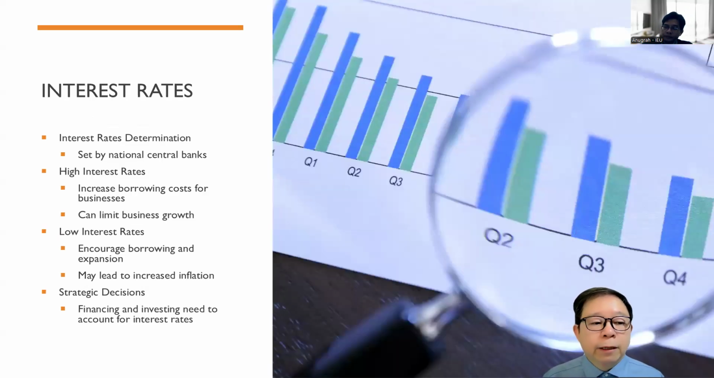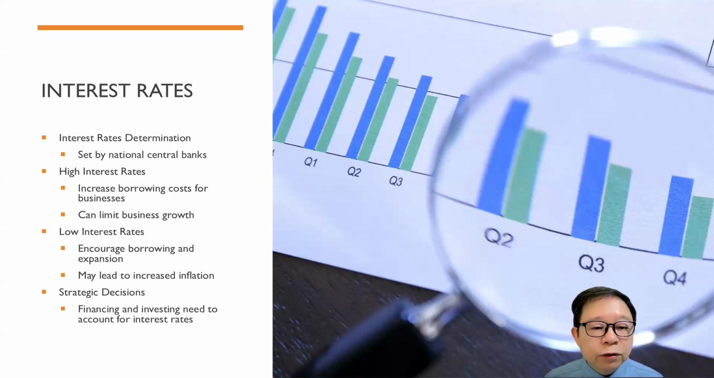So how about interest rate? Yes, interest rate actually depends on a lot of factors. But in many countries, interest rate is set by the national central bank. And from that, they decide whether they want to increase the interest rate, right? A higher interest rate increases the borrowing cost for the company because we need to pay more interest, right? Higher interest may limit the business growth, but a lower interest rate actually encourages borrowing, and sometimes companies borrow money for expansion.